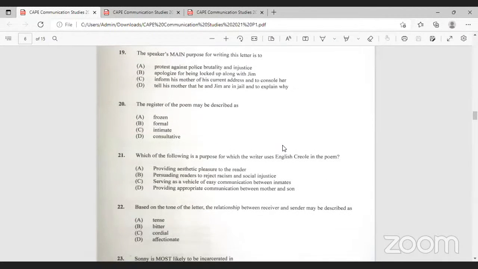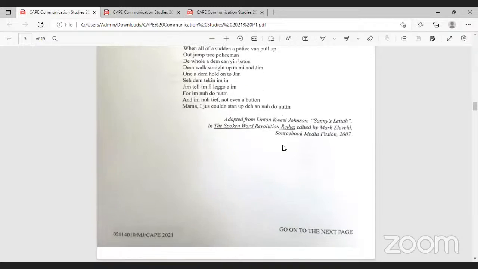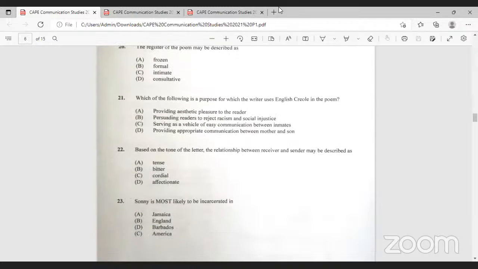It's definitely A, because he's describing what happened when the police got to them, and what was said and what they did as they got to jail. And I realize many persons are not answering this, but do we agree? Can we see why it is A for 21, providing aesthetic pleasure to the reader?